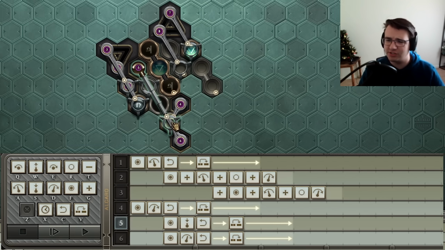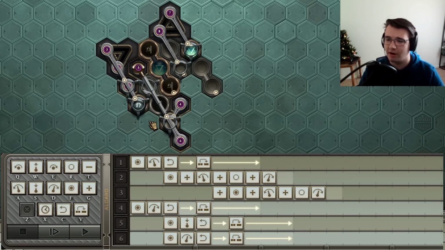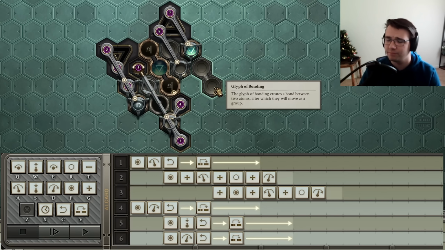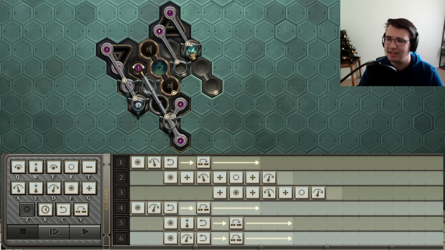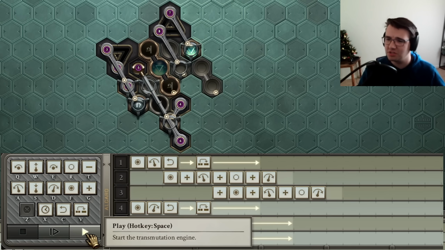Arms 4 and 5 are solely responsible for quicksilver. 5 is a piston just because I wanted to optimize for area after speed and not cost. Otherwise, there would have been just a cheap arm right here. Arm 6 is responsible for getting arm 1's lead, or now tin, to move over here to the other glyph of bonding. And arms 7 and 8 are solely responsible for the water. Bonding it, bring it to the second bonding, dropping and repeating. So here's what it looks like.